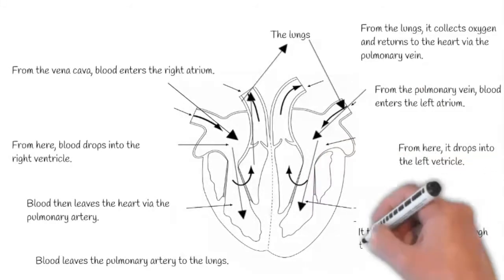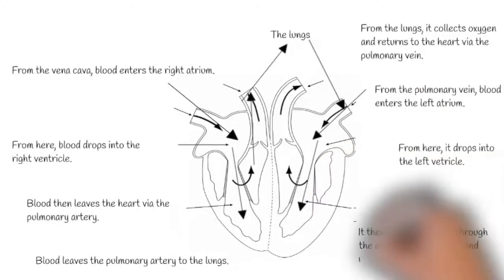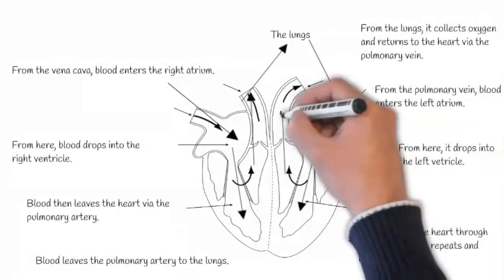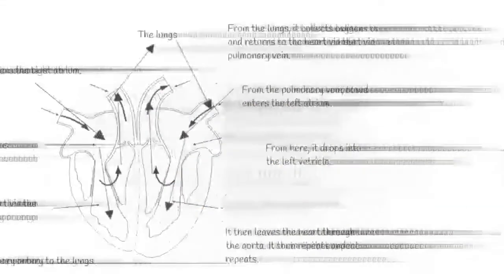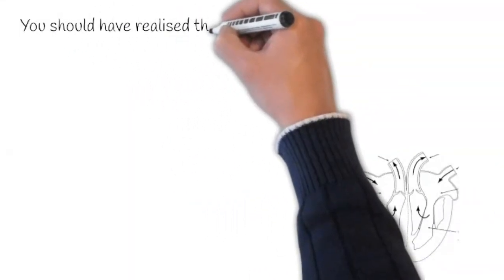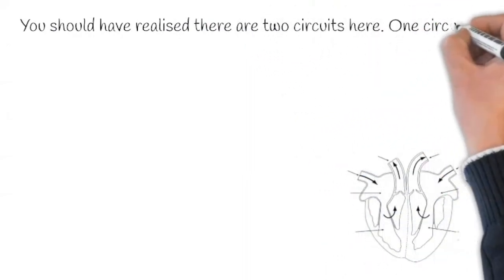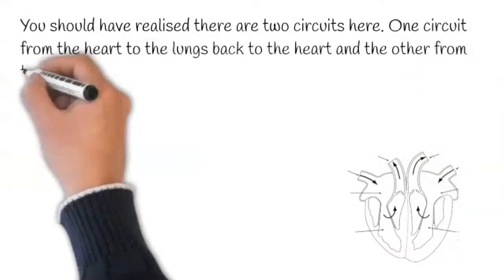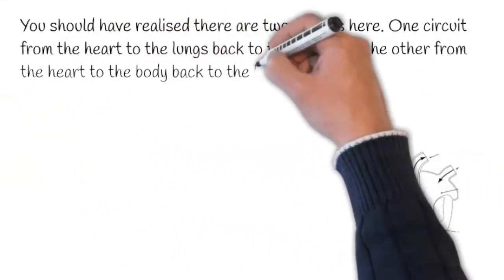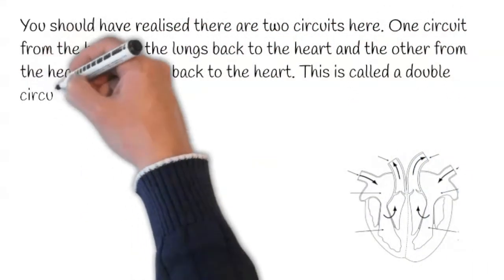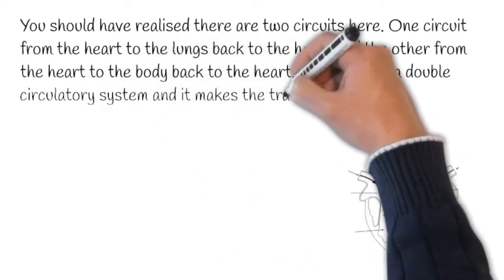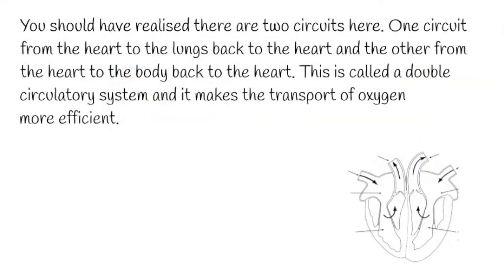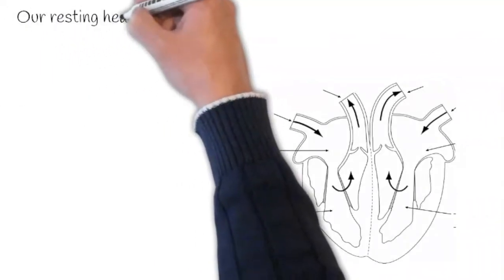It then leaves the heart through the aorta. It then repeats and repeats. That is one circuit, one route. You should have realised there are 2 circuits here. One circuit from the heart to the lungs and back to the heart, and the other from the heart to the body back to the heart. This is called a double circulatory system, and it makes the transport of oxygen much more efficient, much quicker.